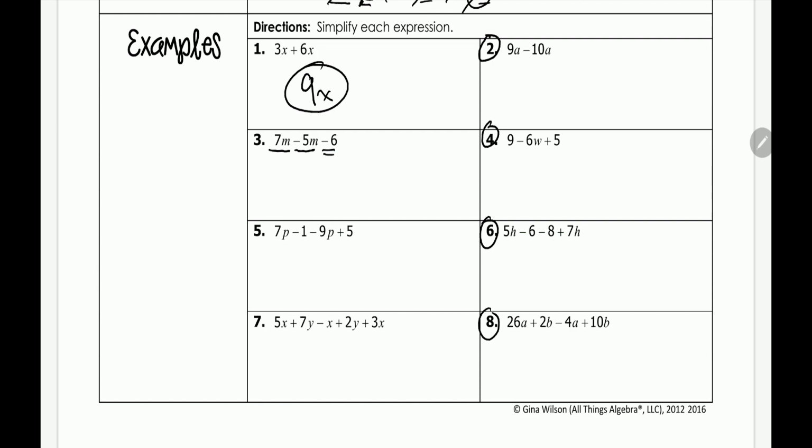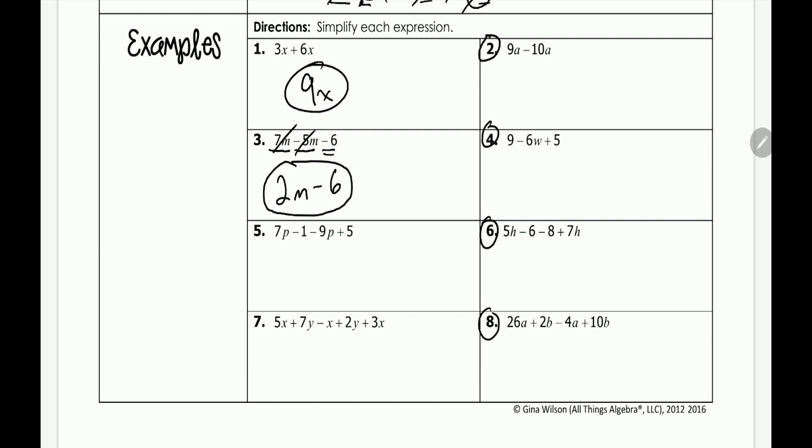Now, we're going to combine the like terms. So 7m minus 5m, that's going to give us 2m. And then we're done with these two. And can we do anything with this negative 6? Are there any other constant terms? Well, your answer should be no. So we're not able to do anything with it. So we're going to leave it alone, and we're just going to put it on at the end. So that means that our answer for number 3 is 2m minus 6.